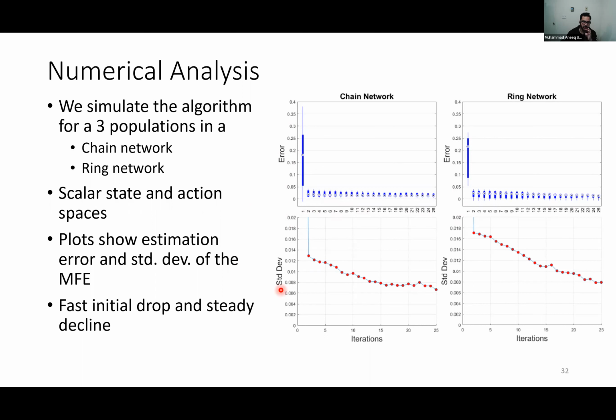So we did this over a couple of different simulations. I think there were 100 simulations that we did for each of these. So basically we saw a good performance for this RL algorithm, and in the ring network, the error was a bit smaller than the chain network, but overall the performance was pretty similar.